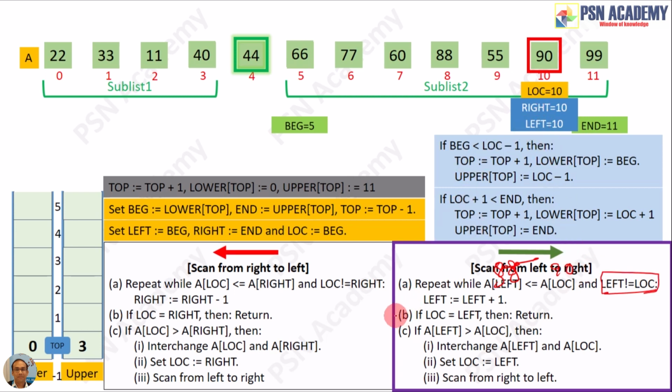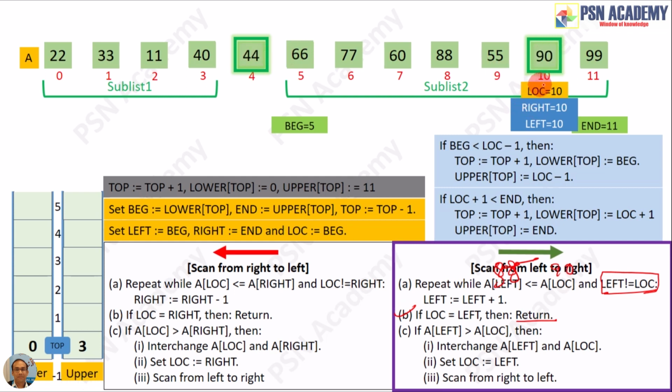And now your B statement works. If LOC equal to left, then return. This means that the pivot has got to the correct position in the list. That means your 90 is in the correct position at 10. So you make it green. So we have got two elements, 44 and 90, in their correct position.